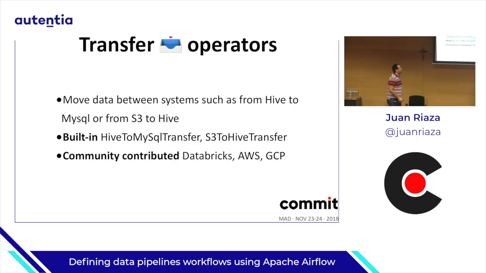We have as well transfer operators to move data between systems, such as from Hive to MySQL or from S3 to Hive. So we have some of them built in, such as the Hive to MySQL transfer, S3 to Hive, but as well we have the community contributed ones, such as Databricks, AWS, or GCP. So do we need to move data from S3 to our local file system? We will do it.